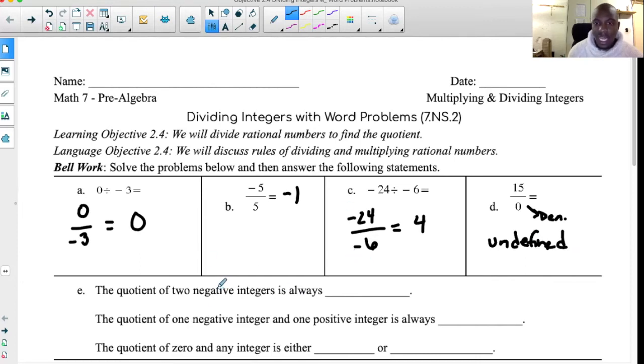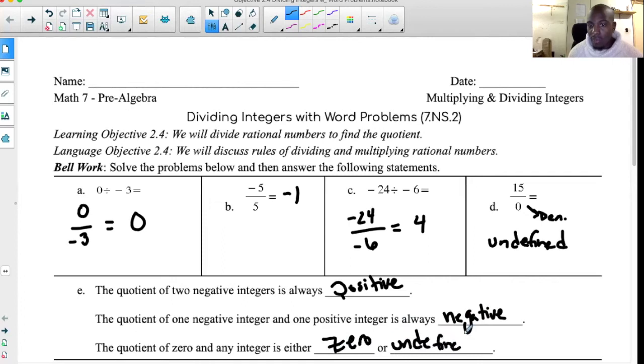Let's look at E. It says the quotient of 2 negative integers is always positive. We're dividing 2 negative integers. That means our answer needs to be positive. The quotient of 1 negative and 1 positive, our answer is going to be negative. And this is like bell work B above. The quotient of 0 and any integer is either 0 or undefined, as we see above as well. Knowing when that happens is important.